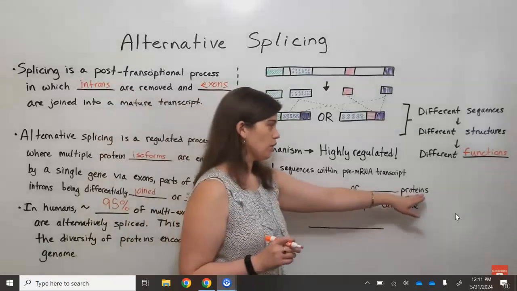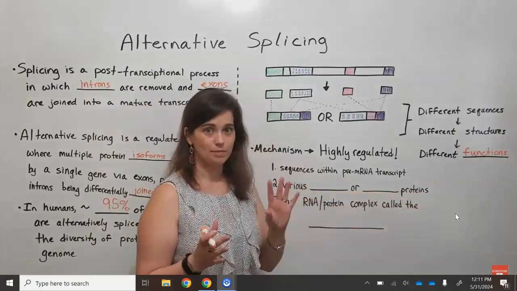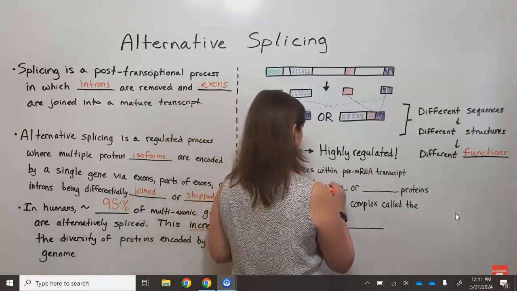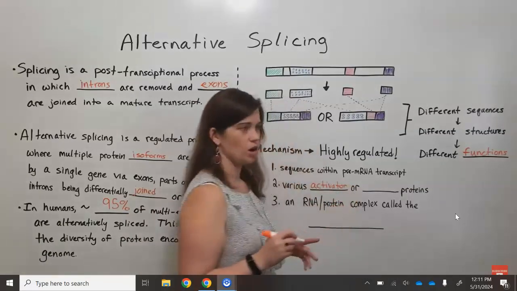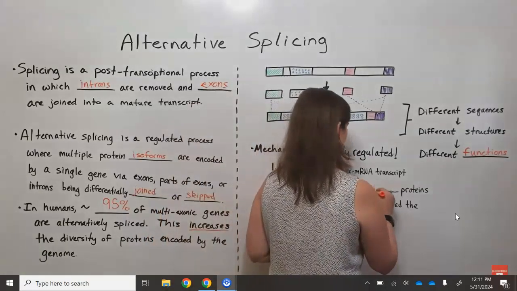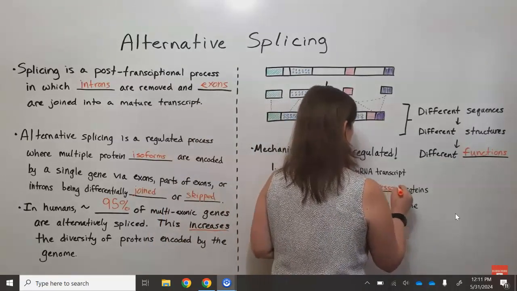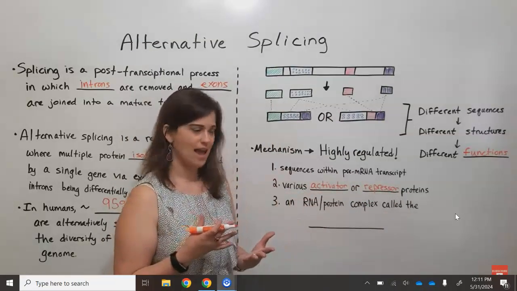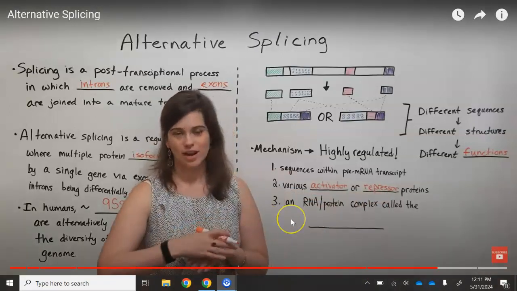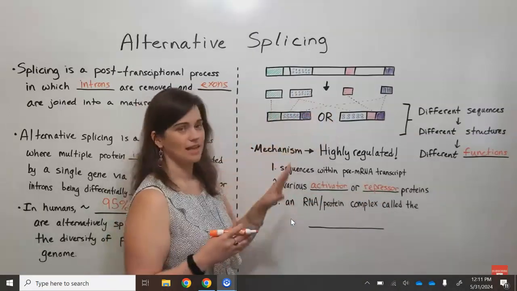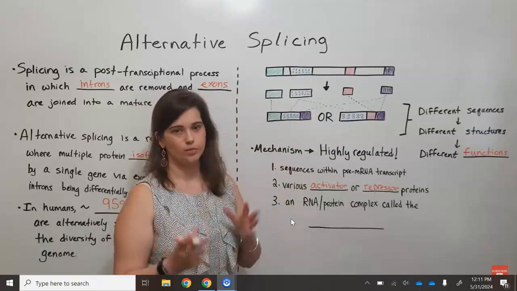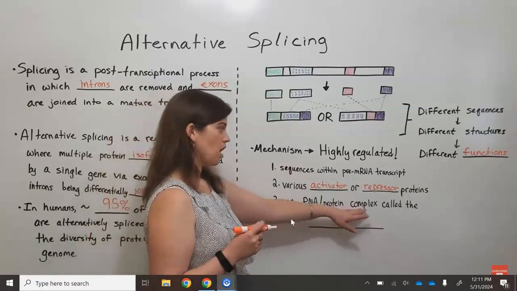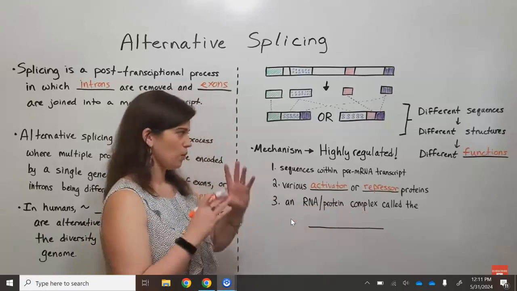Also, there are various proteins that play a role, specifically 2 types of proteins. The first are activator proteins. The second are repressor proteins. And these do what you might think. The activator proteins activate certain aspects. The repressor proteins repress certain aspects, and this controls which places get cut, which places get skipped, which places get joined. And also a major component of this process is a large complex of RNA and protein that work together.